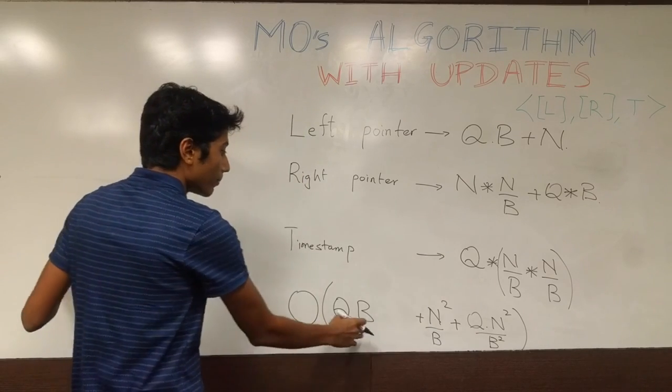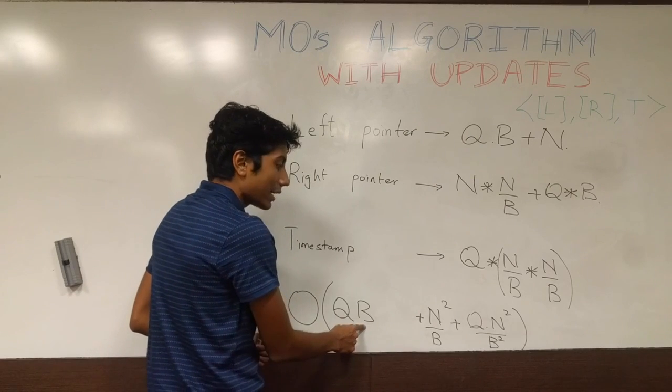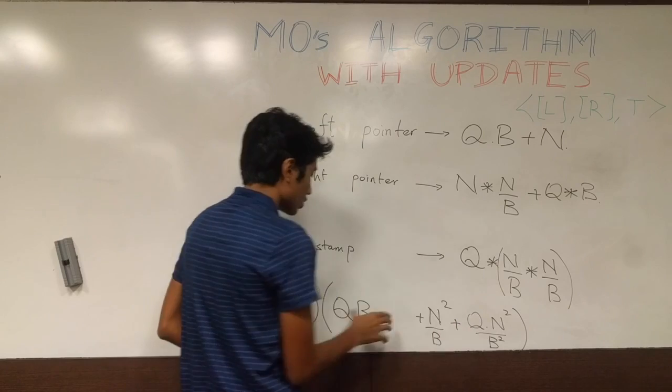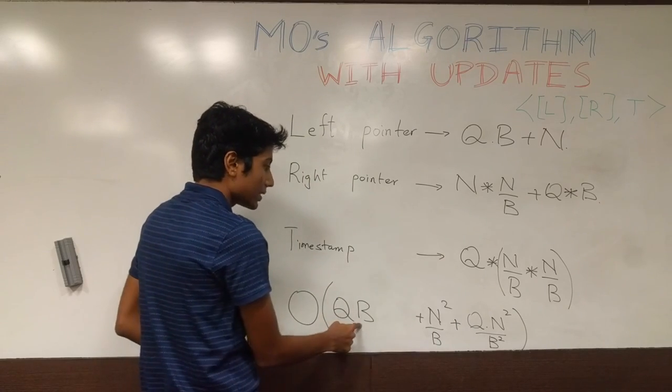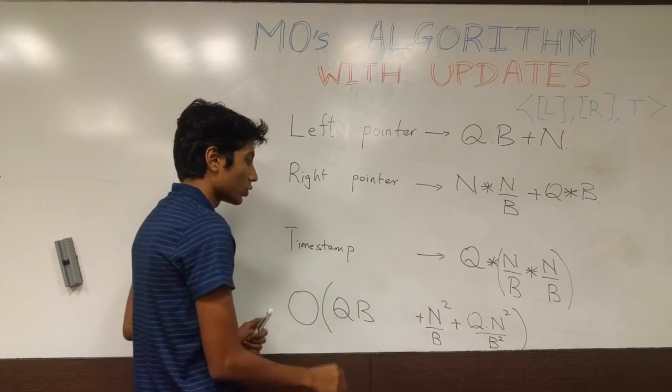Do we need QB? What if B is equal to N? Then this will be N square, and this will be Q, so we'll need this term. What if B is equal to 1? Well, Q N square will be greater, but we can't say. Basically, this term might be useful.